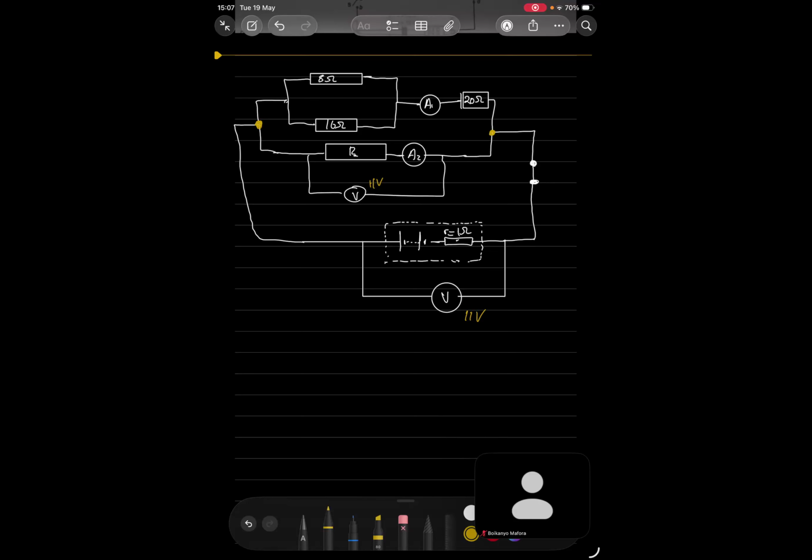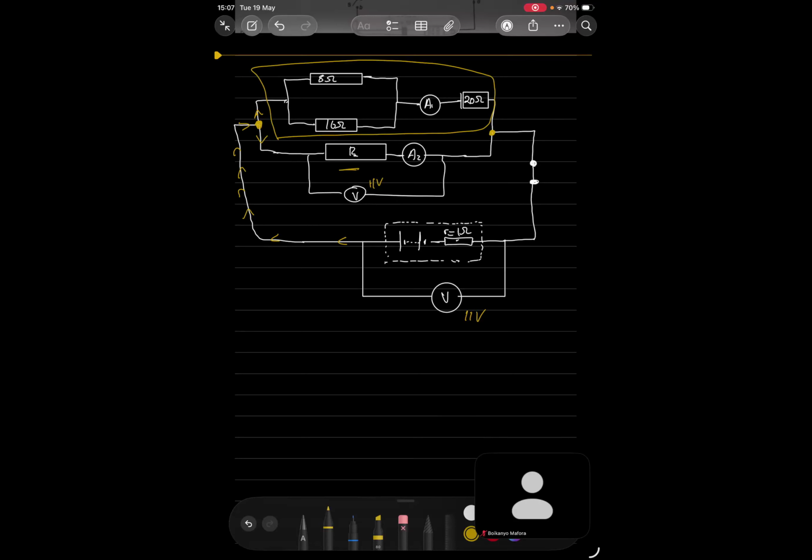the total current comes from the battery. But the moment this goes up and the other one goes down, already in your head you have to register: there's a parallel circuit here. It means already this whole section is parallel to R.